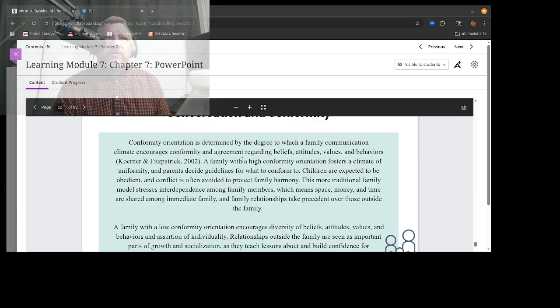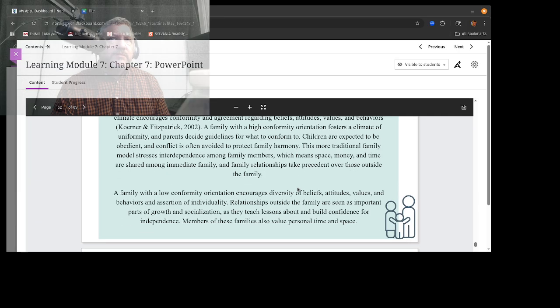When we think about conformity orientation, how a family communicates really sets that standard. When we think about conformity, we're talking about beliefs, attitudes, values, and even behaviors of the family. We don't like conflict in any orientation, let's be real. Families with low conformity orientation encourage diversity of belief, right? Attitudes, values.